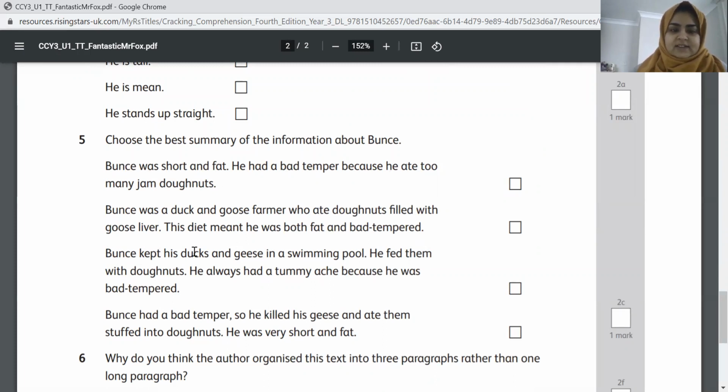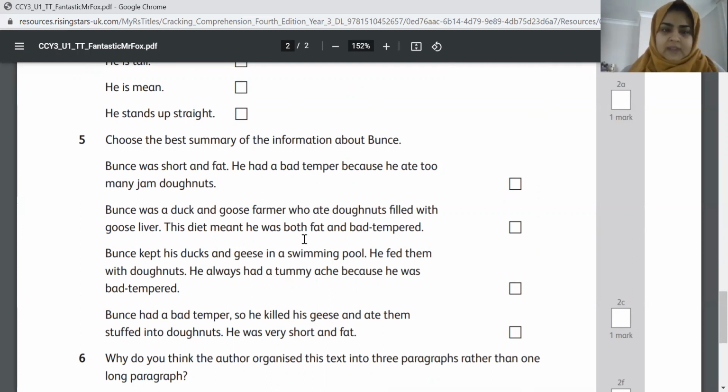Bunce kept his ducks and geese in a swimming pool. He fed them with donuts. He always had a tummy ache because he was bad-tempered. Now, Bunce had a bad temper, so he killed his geese and ate them stuffed into donuts. He was very short and fat.